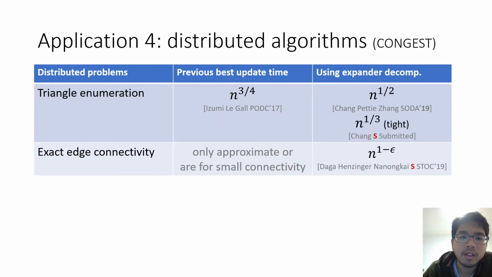Also, in distributed algorithms in the CONGEST model, expander decomposition is useful as well. This is even more recent. So just in this SODA, people used it to get an improvement for triangle listing or enumeration, and then we improved it further to get n to the 1/3. This is also tight. So also for exact edge connectivity, we get the first sublinear time algorithm in the distributed setting.